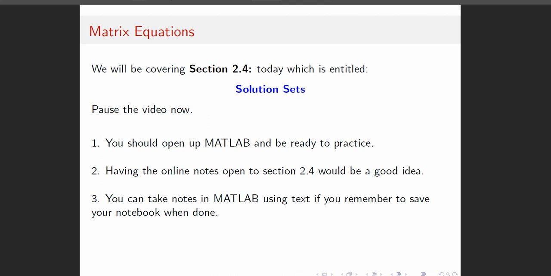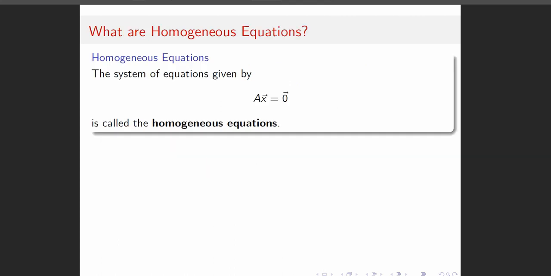Okay, so I'm assuming that you have everything set up, that you have access to MATLAB and you have access to section 2.4 in the online notes. And so what are the homogeneous equations I'm talking about? The homogeneous equations are the set of equations given by the matrix A times the vector x equals the vector 0, the 0 vector.